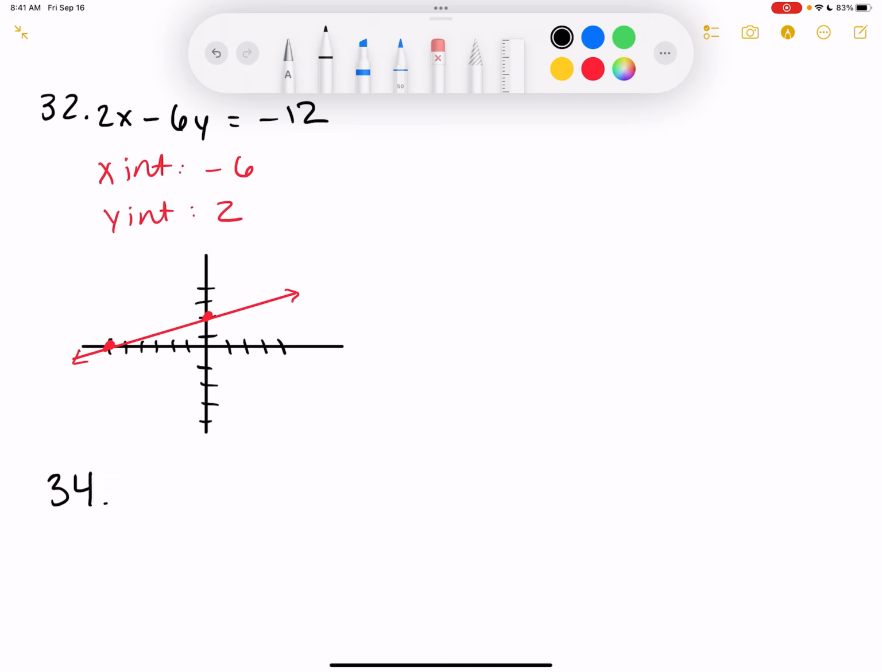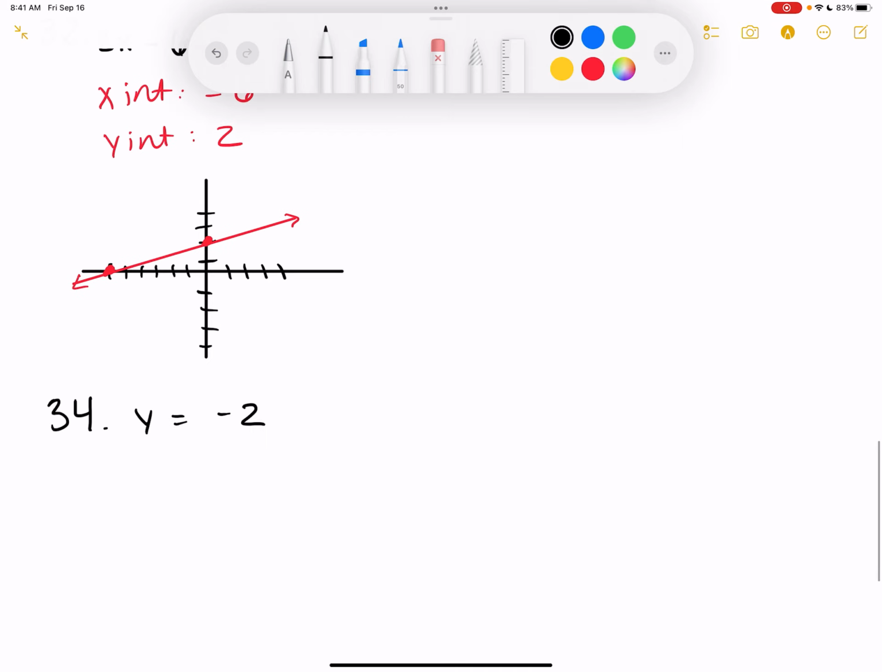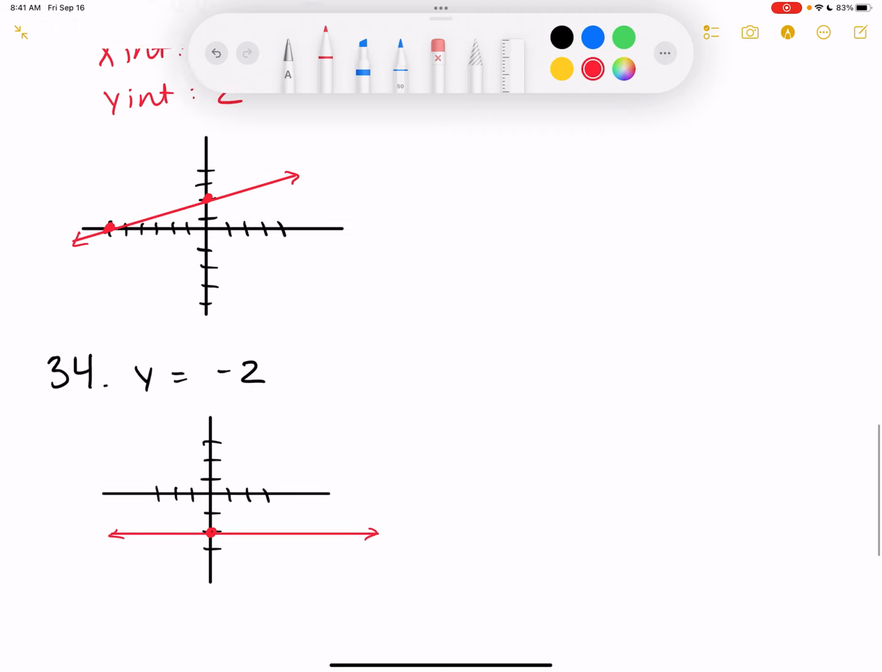34. Y equals negative 2. So any idea how I graph this one? Horizontal line. On the y-axis, you said negative 2? Yep. So we're going to go to negative 2. Have a horizontal line there. And just as a review from yesterday, what kind of slope is that? 0 slope.